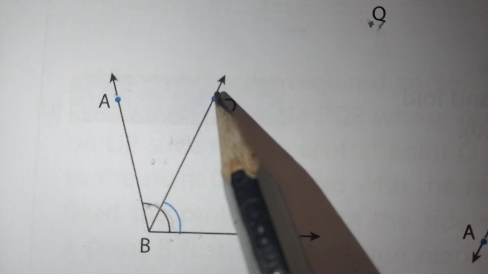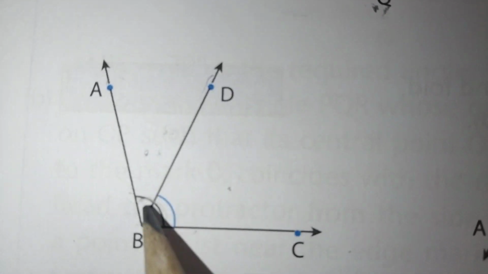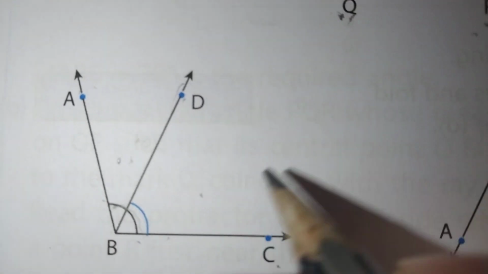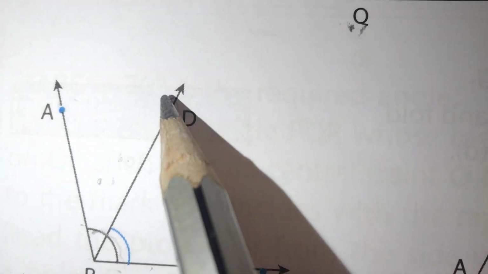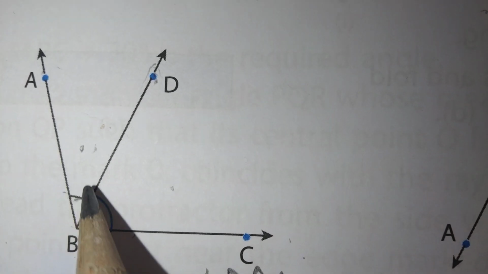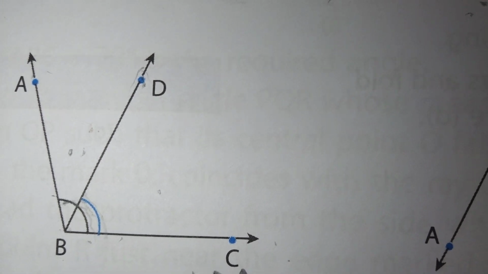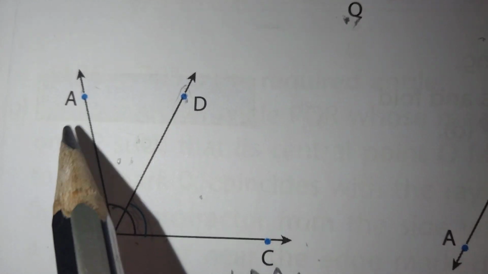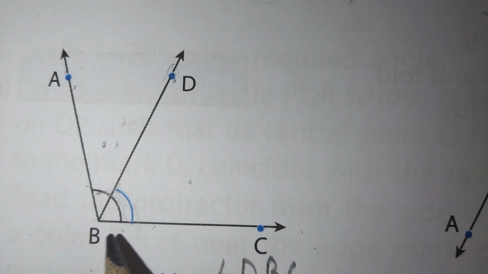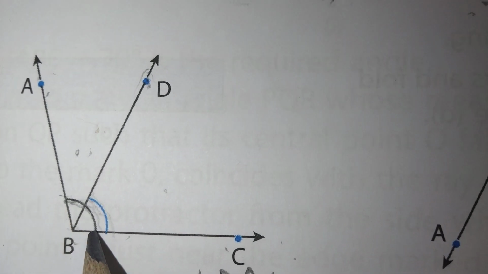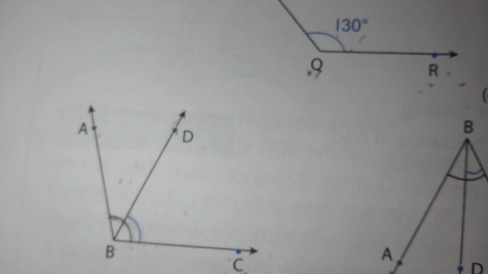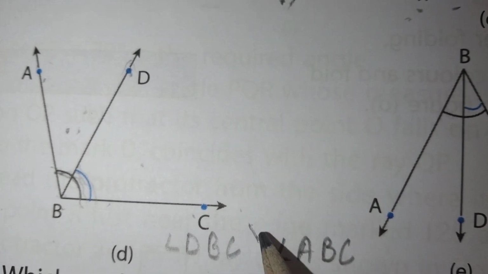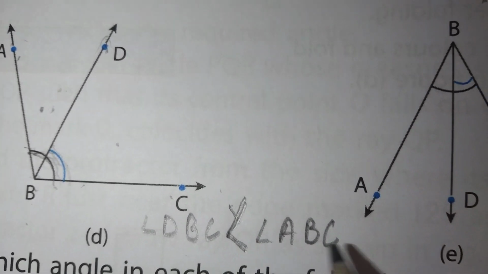So here if you look, this angle is angle DBC. Okay, so one is angle DBC, this one, starting from here. DBC, see, this blue line is representing this angle. Then the other angle is angle ABC, this whole angle. Okay, so which one is smaller? Angle DBC is smaller than angle ABC.